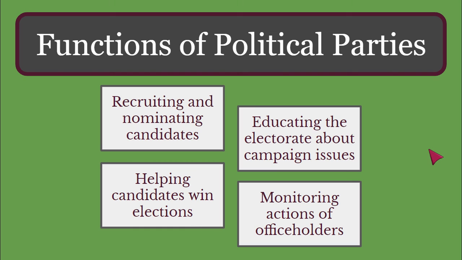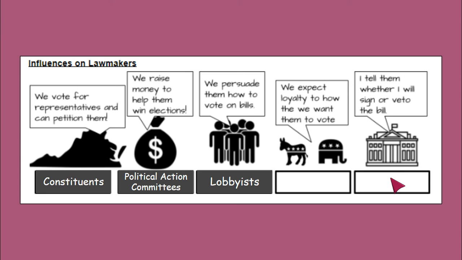So if a congressman is not following what the political party wants, it's possible that they don't help that congressman win the next election and that they don't nominate that person as a candidate. On your notes, fill in that political parties expect loyalty and want them to vote how they want them to vote.